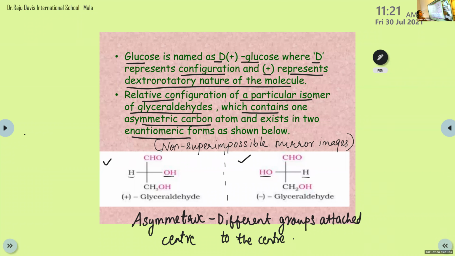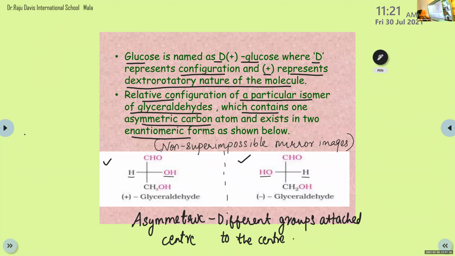Okay, it is not superimposable. Superimposable means when you place one above the other, both will be the same. Okay, both will be the same. But in the case of these two, it is non-superimposable, like our hand. Okay, it is non-superimposable, right? Because your thumb fingers will be in opposite direction.